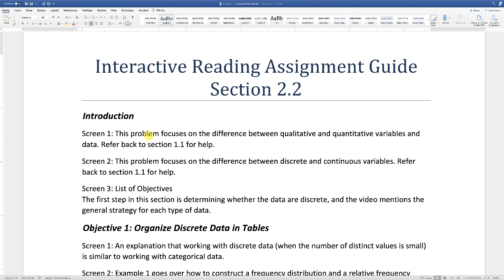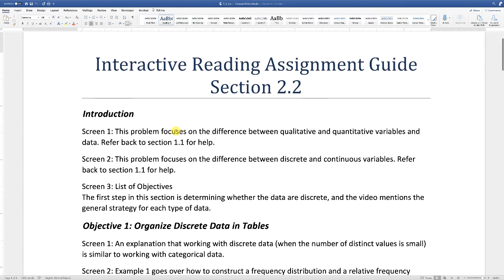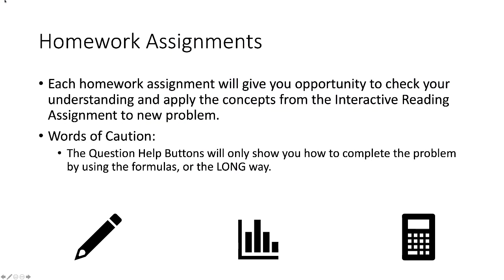The interactive reading assignment is like reading the textbook. The interactive reading assignment guide is essentially my voice walking you through each screen in the IRA, telling you what's important and what can be skipped. The IRA guides are completely optional. They're only provided to help you figure out what's important and what's not. Once you complete the interactive reading assignment for the section, you'll be ready to move on to the homework assignment.